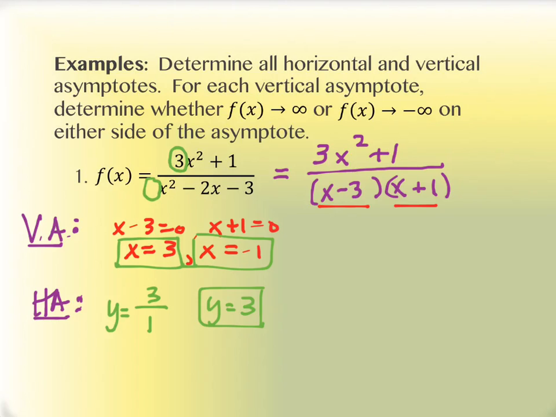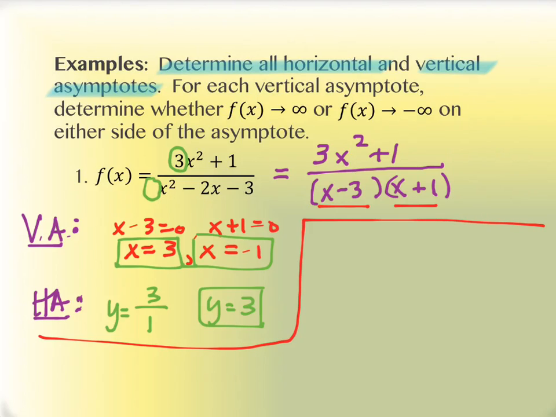Okay, so we've done these first two things. We determined the horizontal asymptotes and the vertical asymptotes. But it says for each vertical asymptote, which we have 2, we're supposed to determine whether f of x approaches infinity or negative infinity on either side of the asymptote. Okay. So let me show you what this is asking me to do. It's asking me to find 4 limits.